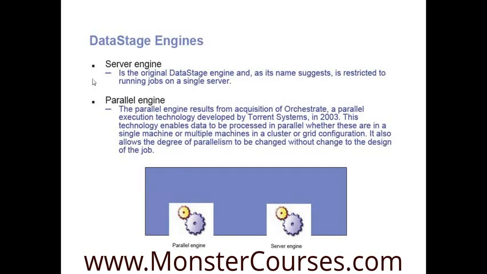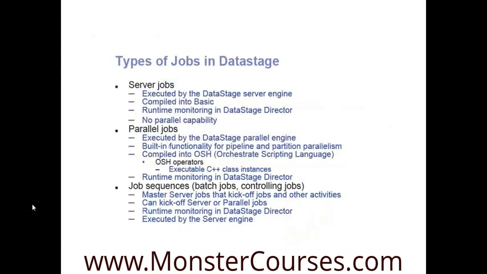As I said, DataStage contains the server engine and the parallel engine. Why? Because some clients are still using server jobs for some operations. So when we compile or run, the server engine takes care of the server jobs, and our parallel engine takes care of all the parallel jobs. The types of jobs here are server jobs, parallel jobs, and job sequences.